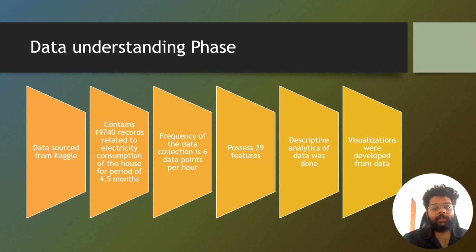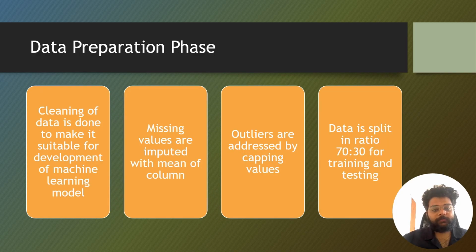related to electrical consumption of a house over a period of 4.5 months. The frequency of the data set is 6 data points per hour, and there are 29 features in the data. Appliances is the target in the data set. The descriptive analytics of the data will be performed to get an understanding of the data, and visualizations will also be developed to understand relations between different variables.